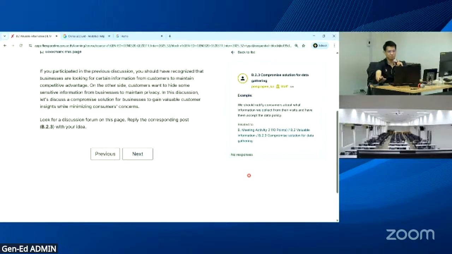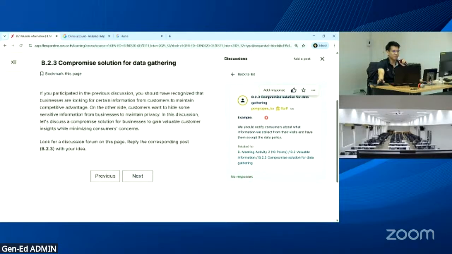And you see my example. If we were the business entity, we should notify consumers about what information we collect from their visits and have them accept the data privacy. Have you seen something like this? When you open the website, there comes a banner or a small block that says, we consider your privacy and we are collecting this information from your visit, and have you click the accept button. That means you have already recognized what information you will share with the business. In case you don't want to share the information, you can click the reject button, and then the business will not get the information from you. Okay, that is my solution.